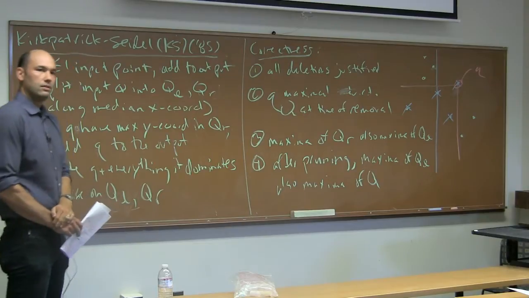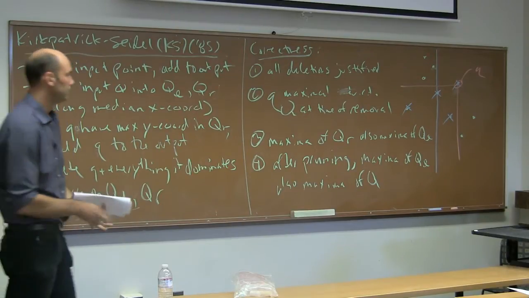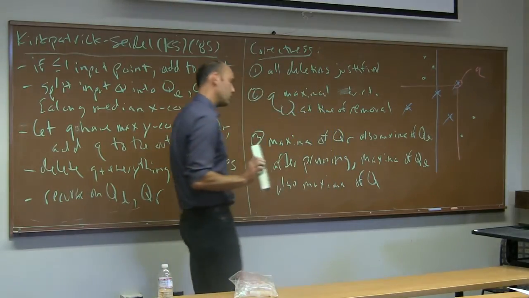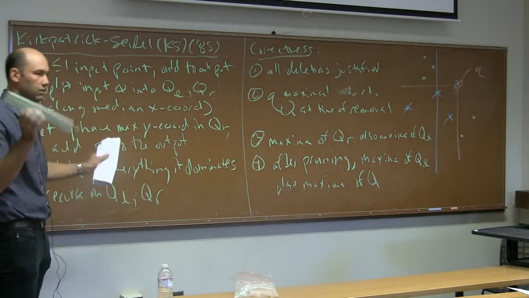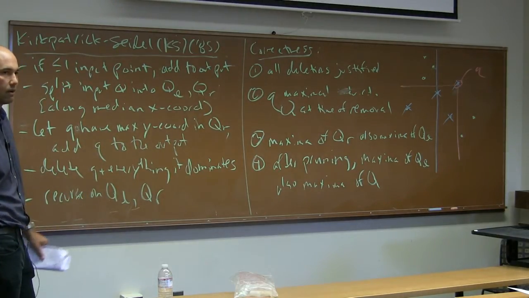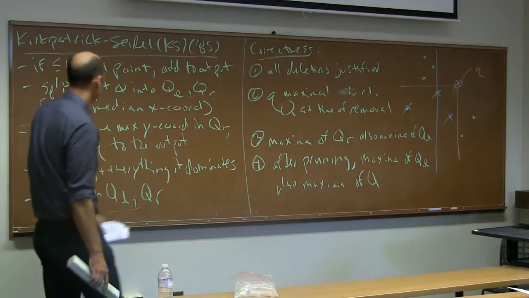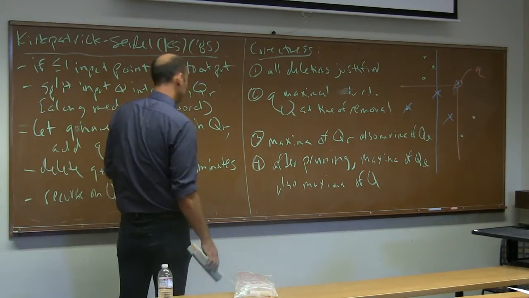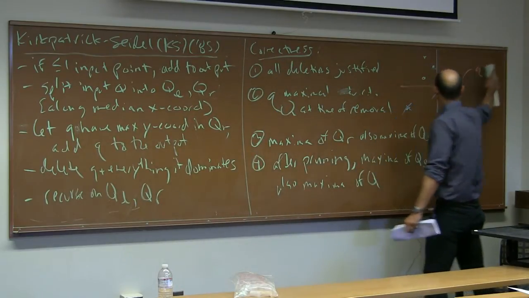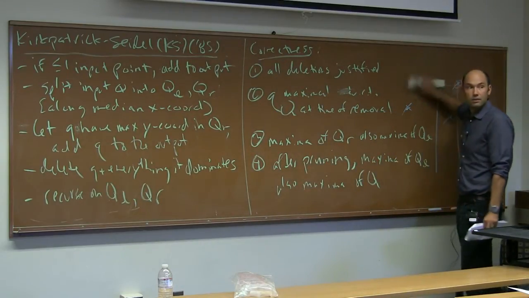Questions about correctness? Yep? Is there any issue if two points have the same y coordinate? I assumed no ties for convenience. Otherwise, you do some usual stuff. You have to define what you mean by dominate, and then you have to tweak the algorithm, et cetera. But just think no ties. Other questions?